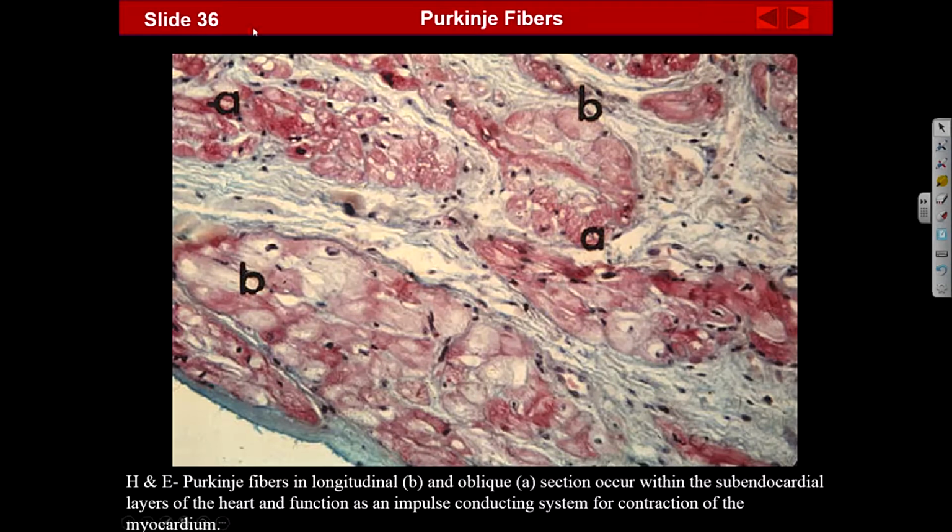Purkinje fibers. Okay, Purkinje fibers in the endocardium, or just beneath the endocardium in the connective tissue. So these are specialized cardiac muscle cells that have been specialized to conduct a wave of depolarization for the contraction of the heart. So these are kind of oblique, these are kind of in cross-section. Sometimes these can be a little bit difficult to identify, but if you know the location and you can see the nuclei in them, then you should be able to pick them up and not confuse them with adipose tissue in the epicardium.